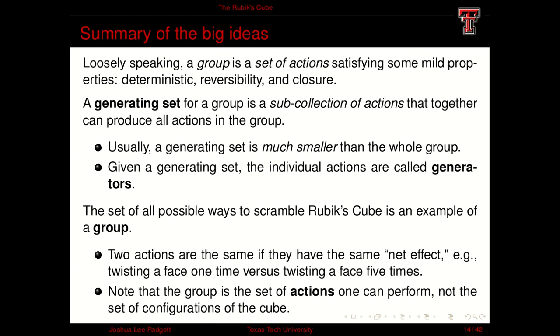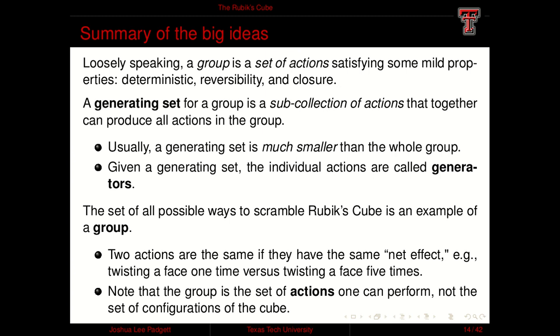So loosely speaking, a group is just a set of actions that satisfy some mild properties. You can think the set of actions gives us Rule 2.5, and then these properties of the actions being deterministic, reversible, and closure, which is Rule 2.8, is simply exactly a reformulation of the rules that we had earlier.